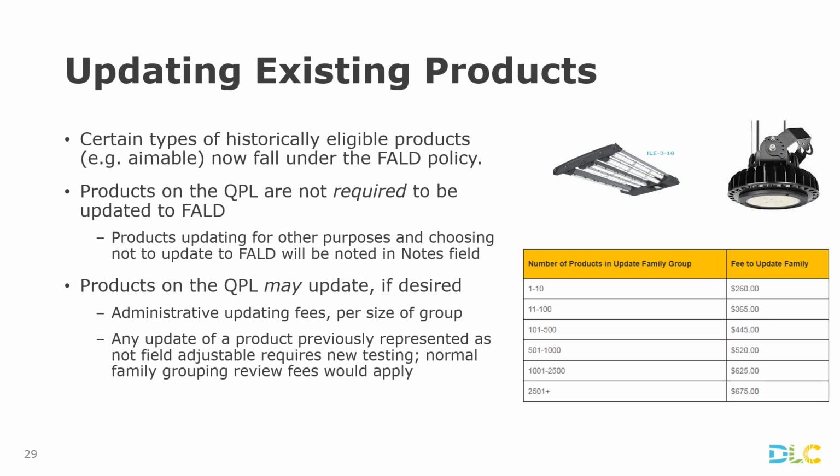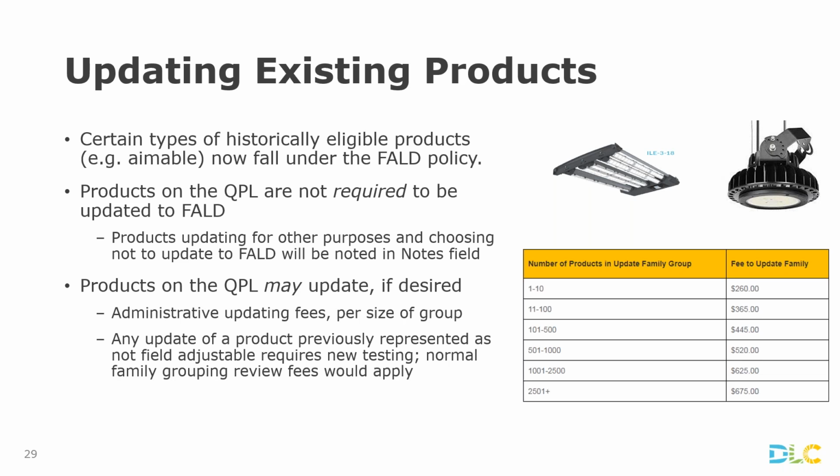But if you choose not to update to the FALD designations at that point, we will add a note to the notes field just to note that the product is considered an adjustable distribution product, but since it was historically qualified before this policy came into effect, that it's not noted as such in that relevant column.